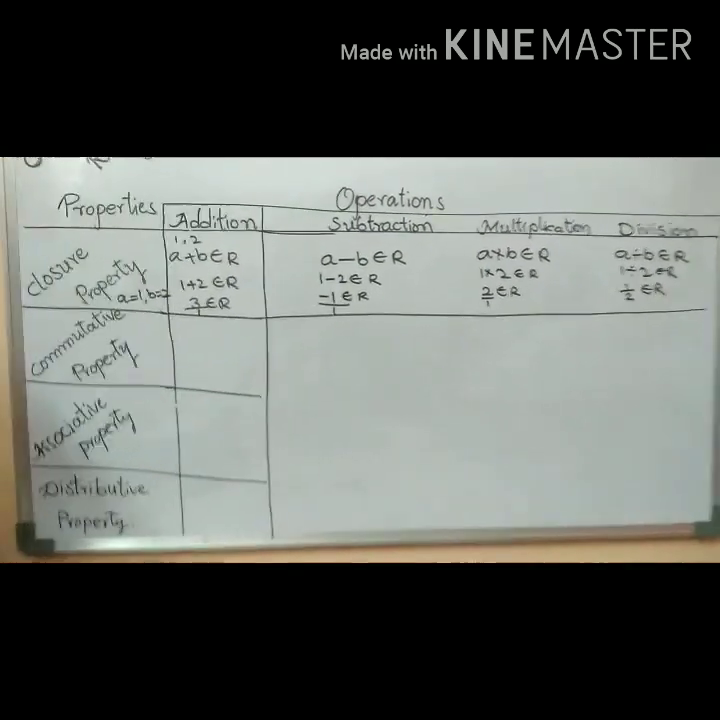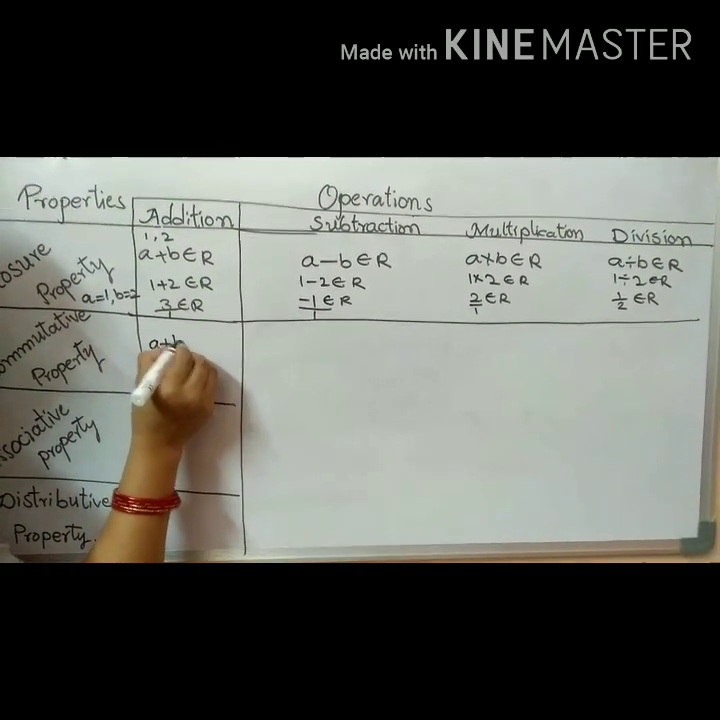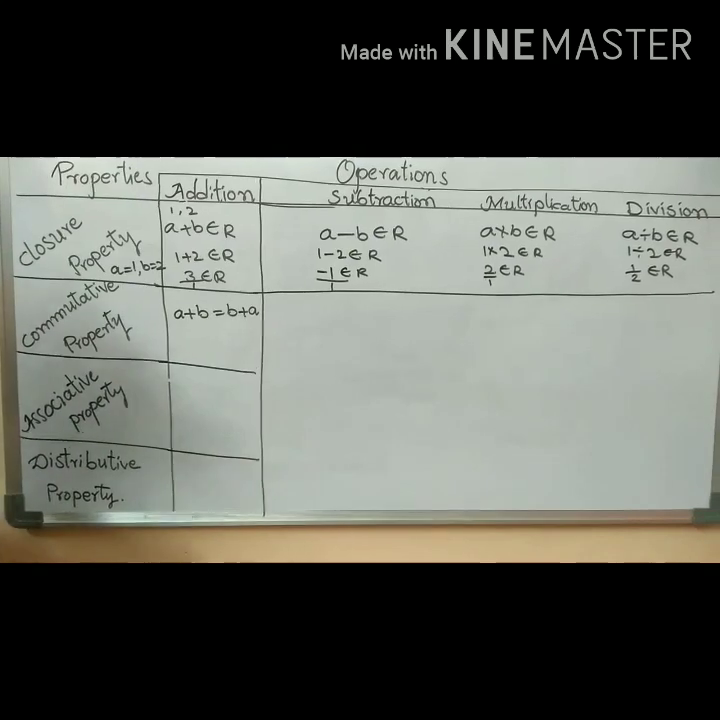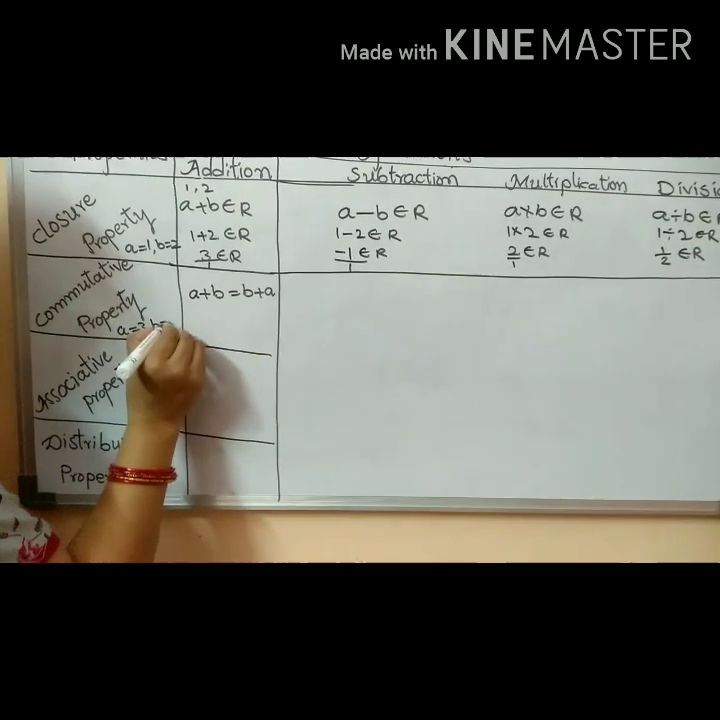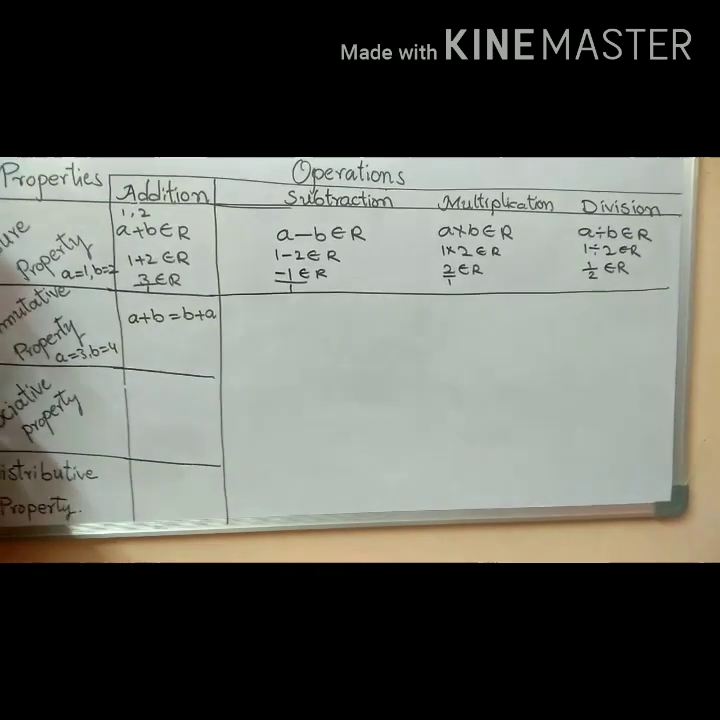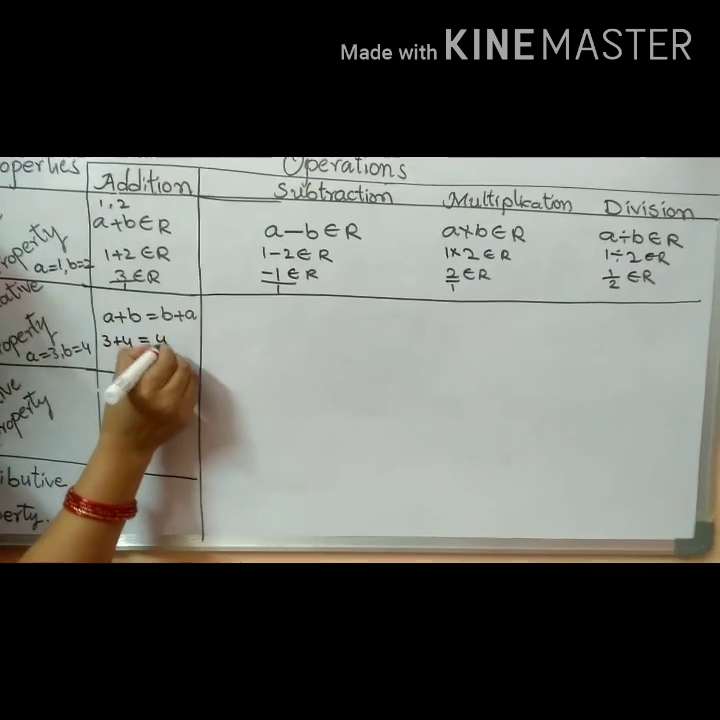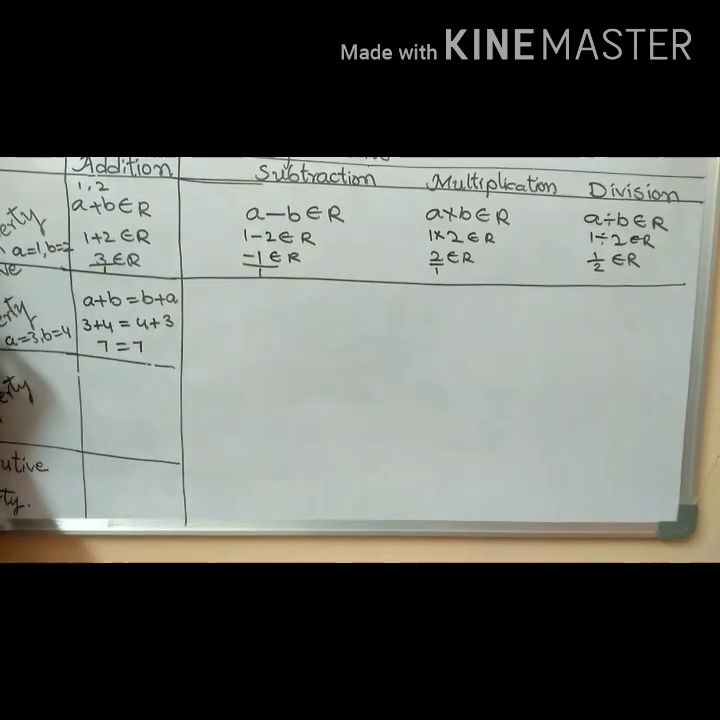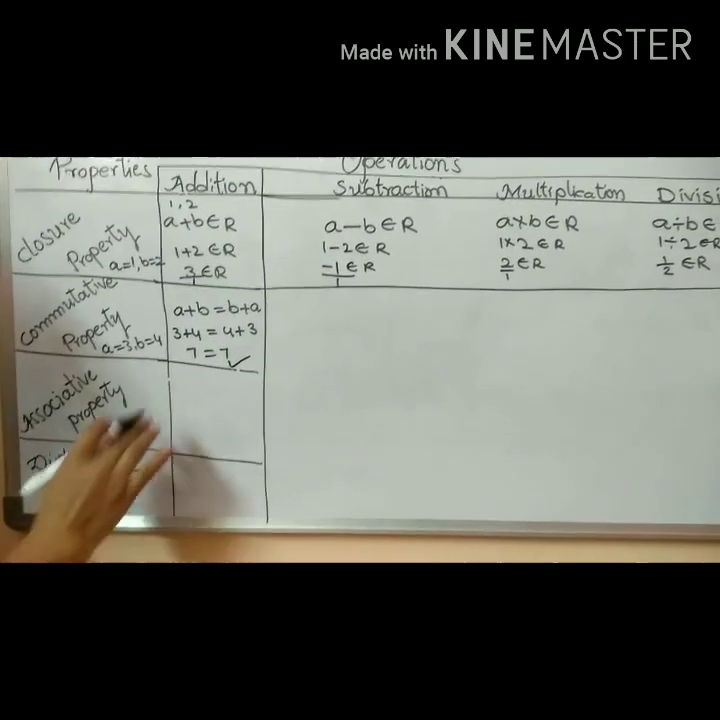Next, commutative property. What is the commutative property? A plus B equal to B plus A. With an example, let A equal to 3 and B equal to 4. So A plus B, 3 plus 4, equal to 4 plus 3. So 7 equal to 7. Under addition, the commutative property is possible.